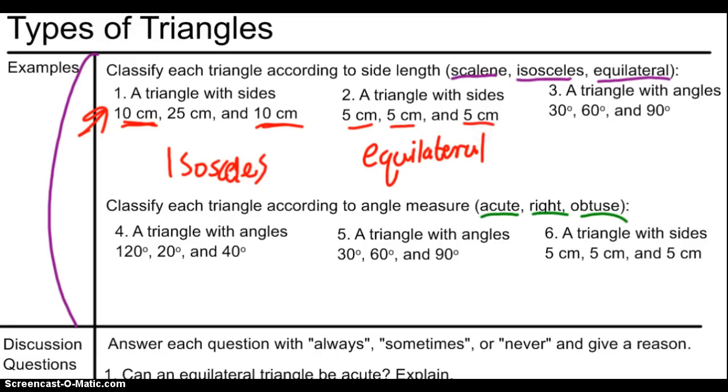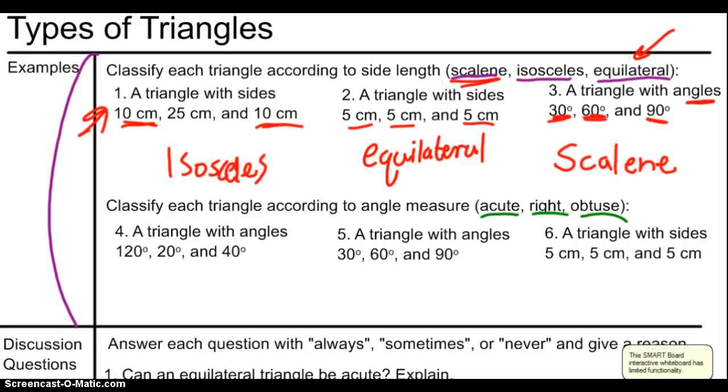Now this one, a triangle with angles 30, 60, and 90. Well, these words have nothing to do with angles. But we just learned that if the angles are all different, then the sides will also be all different. And so this is scalene. So even though we started with angles, we can figure out something about the sides based on what we've just learned. All right, let's take a look at 4, 5, and 6.